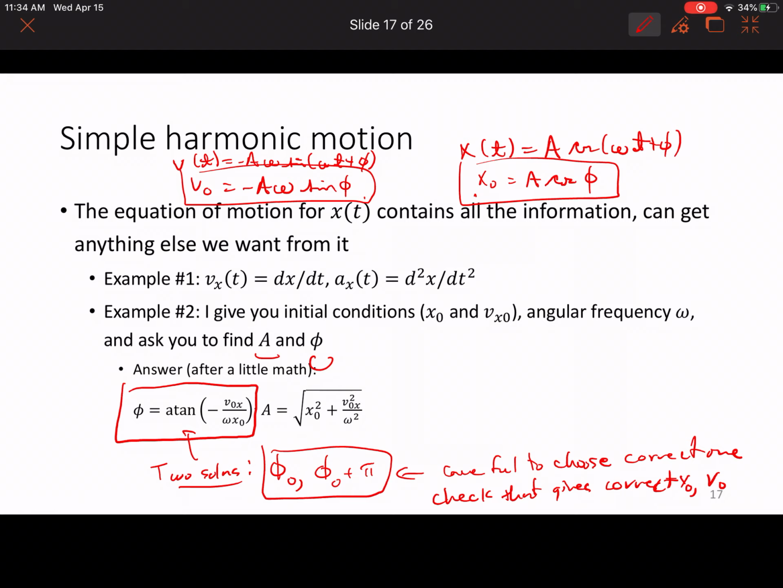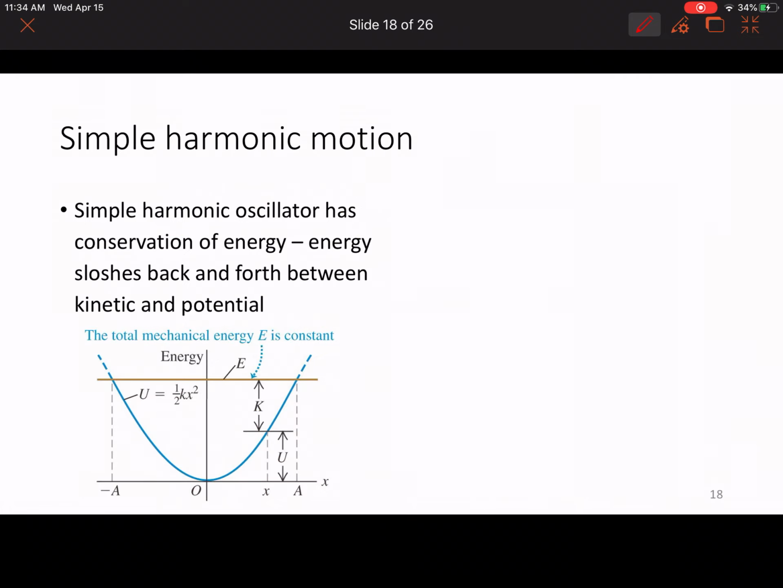The amplitude, there's no choice, is just the square root of x0 squared plus v0 squared over omega squared. So that's one thing that you can get out of x for free. I'm not going to go any more into details on that. You can just work on the algebra for the homework.